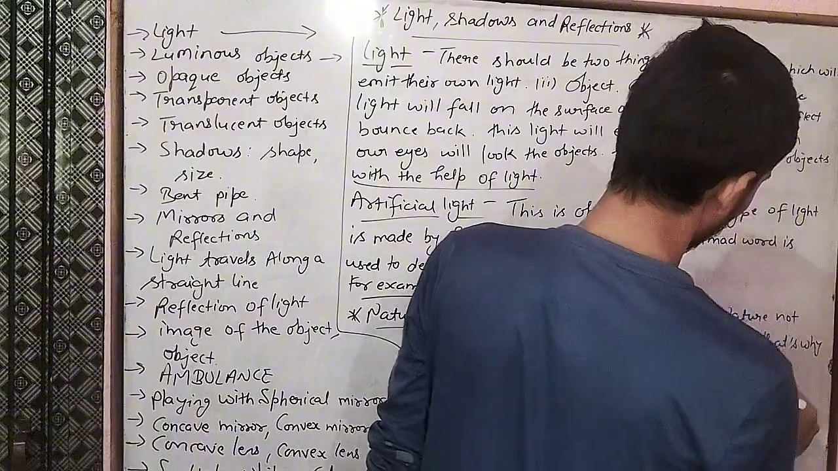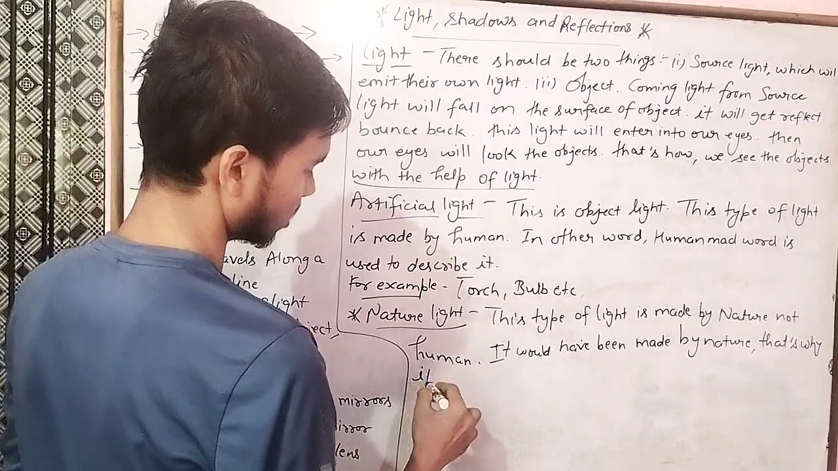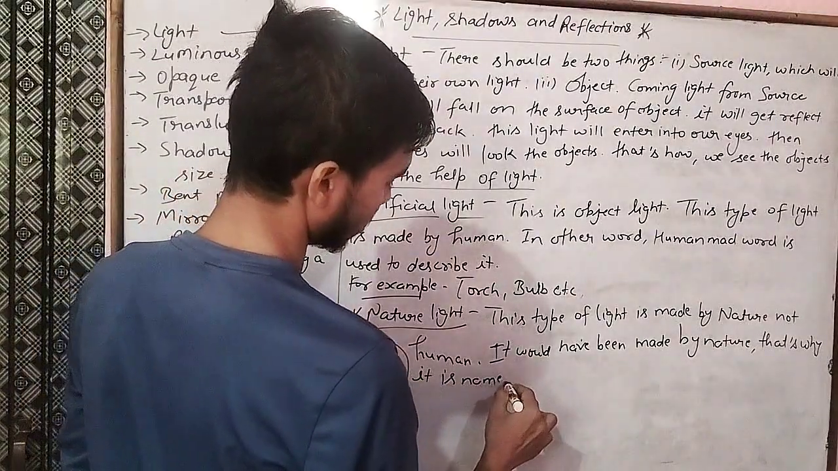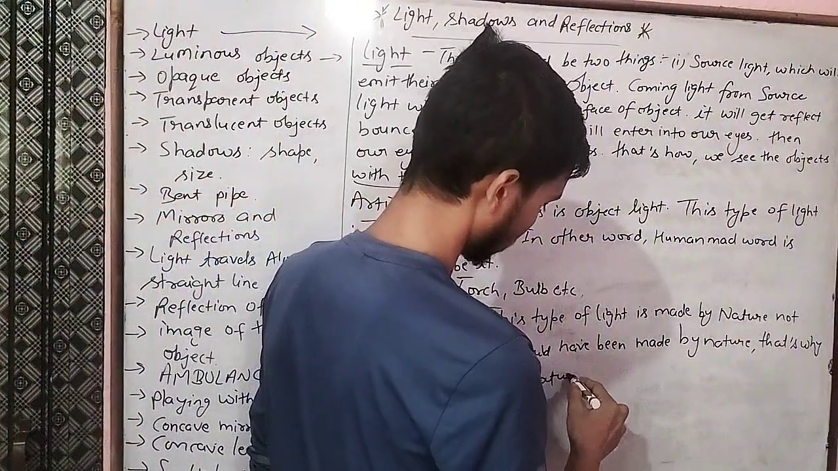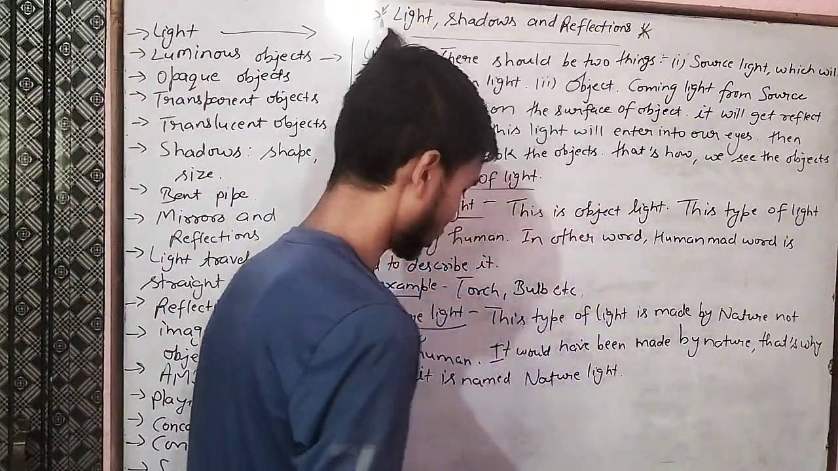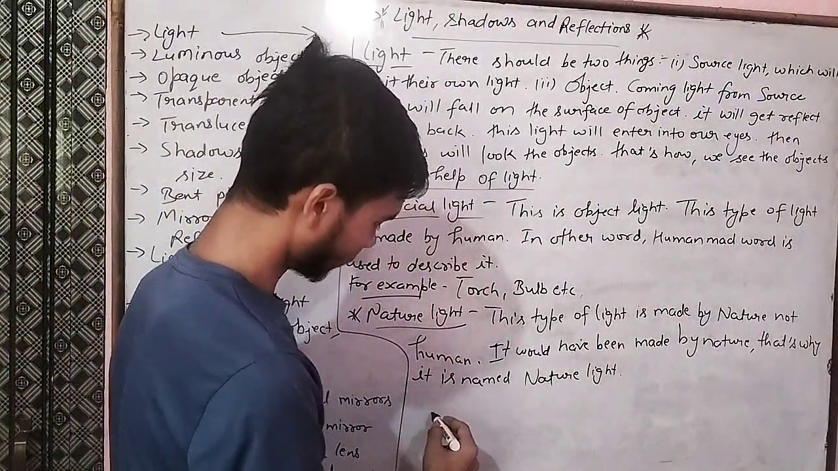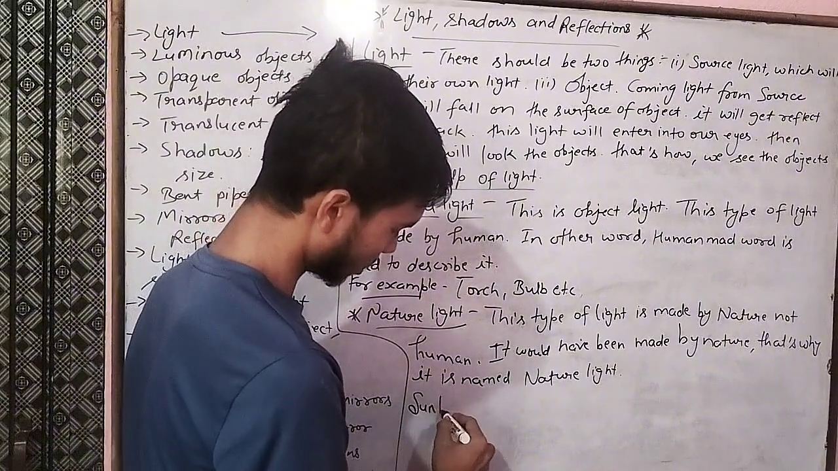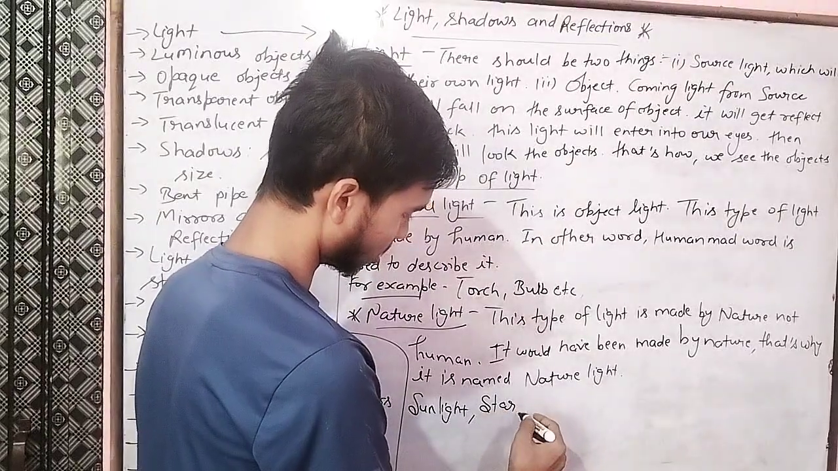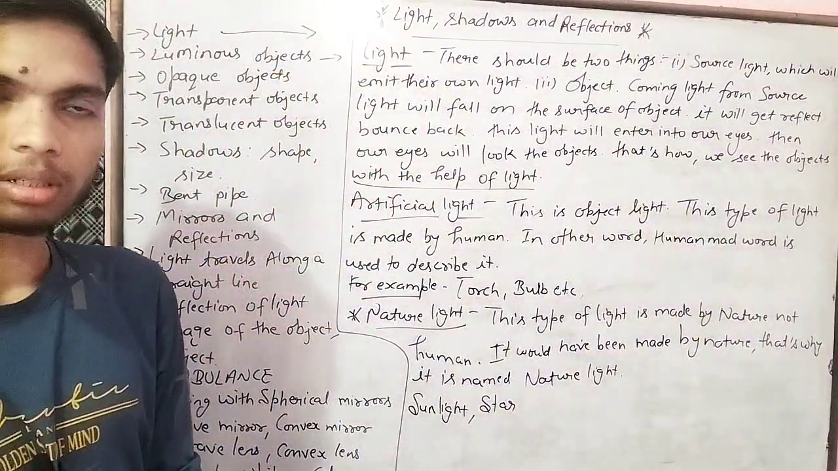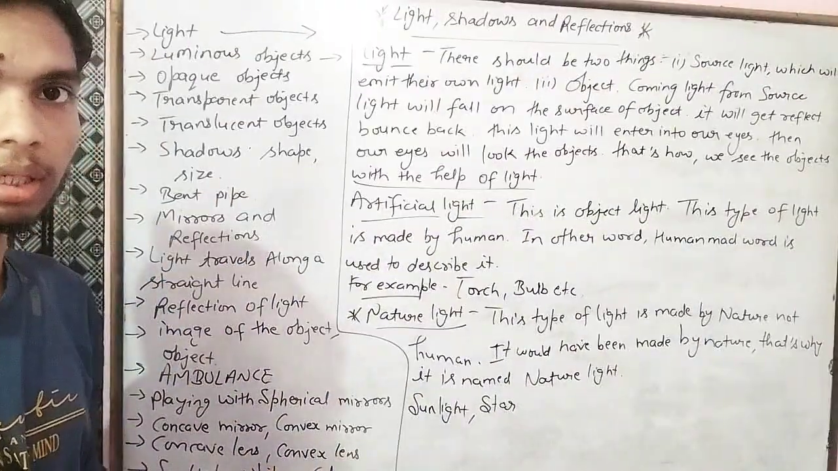That's why it is named natural light. Yeah, that's why it is named natural light. So examples are sunlight, then stars. So natural light is minimal, but artificial light is more in our surrounding area.